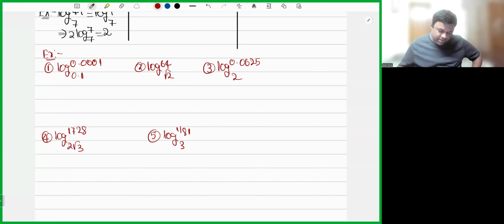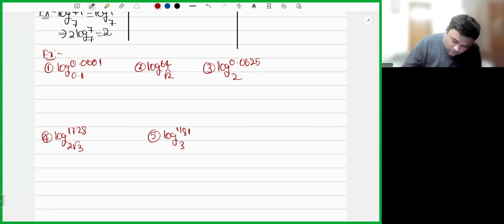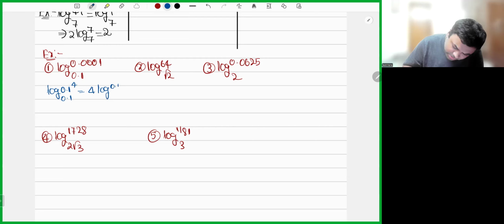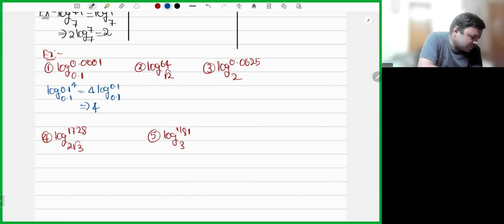So let's get the answers of this. Now log 0.0001 to the base 0.1. How can we write this? I'll write it as log 0.1 whole power 4 to the base 0.1. Right? What is 0.1 whole power 4? 0.0001, which is equal to 4 log 0.1 to the base 0.1. What is log 0.1 to the base 0.1? Obviously, sir, 1. So that's the reason answer is 4.